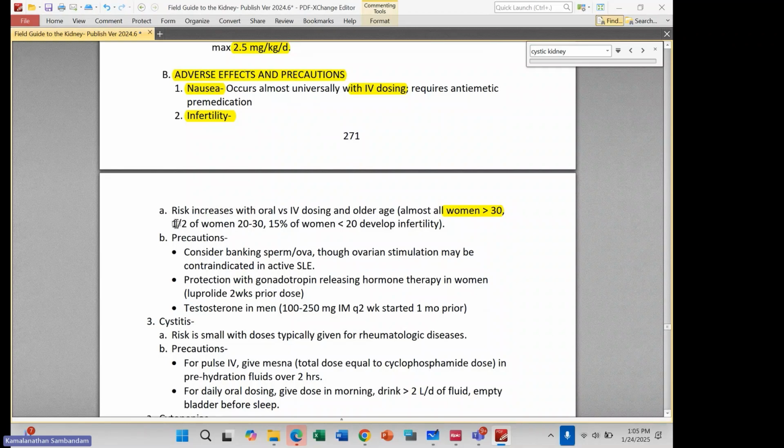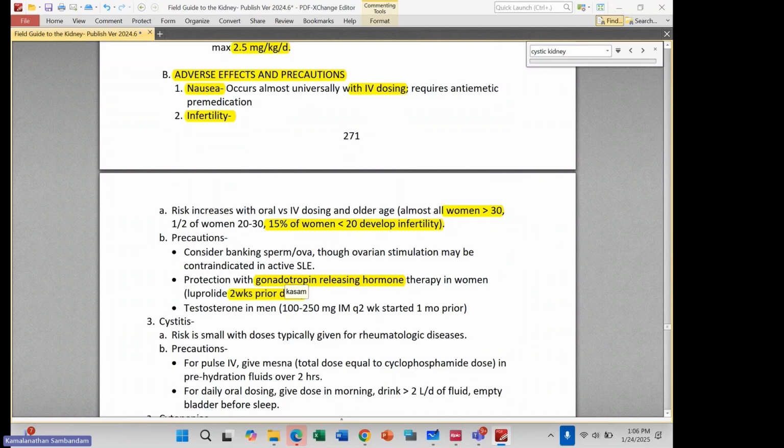If you're over the age of 30 and you give cyclophosphamide, that's a pretty high risk of infertility, okay? And if you're younger, less than 20, it's about 15%. Now, these infertility rates are based on older data without routinely using Lupron, okay? We generally are using Lupron in women to put them in medical menopause. Ideally, you give it 2 weeks before the dose of cyclophosphamide. We don't do that. We basically just give it the day of the first infusion.